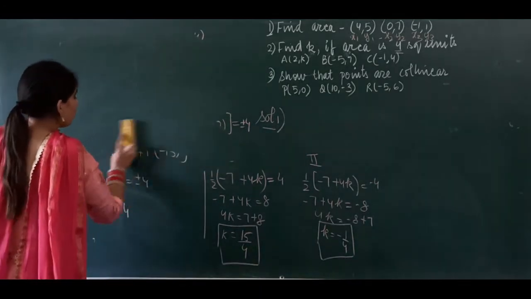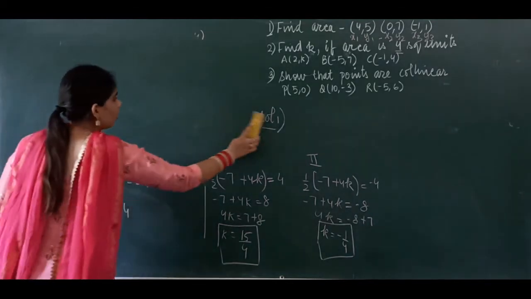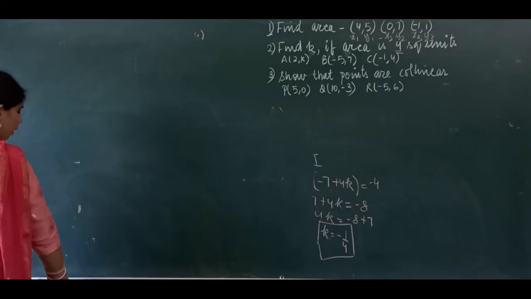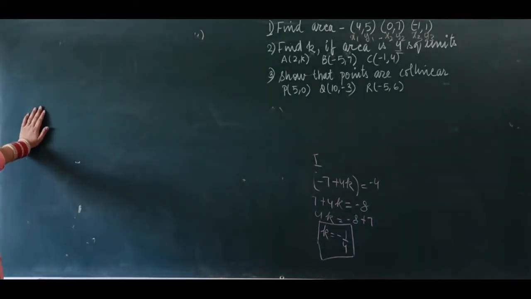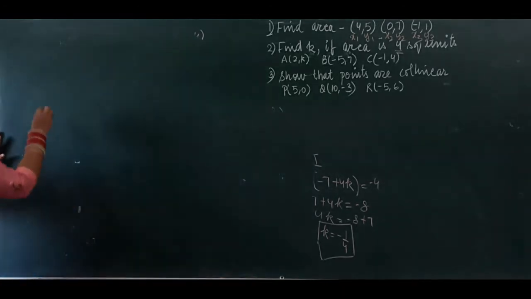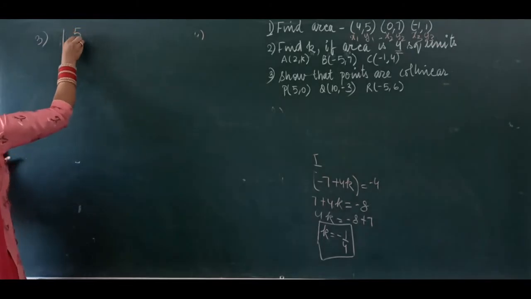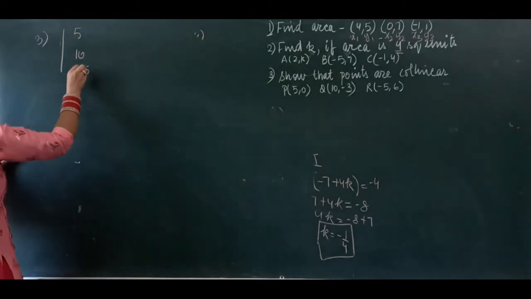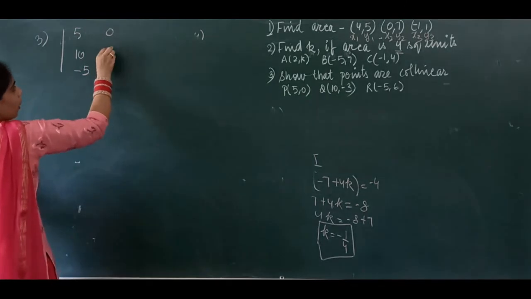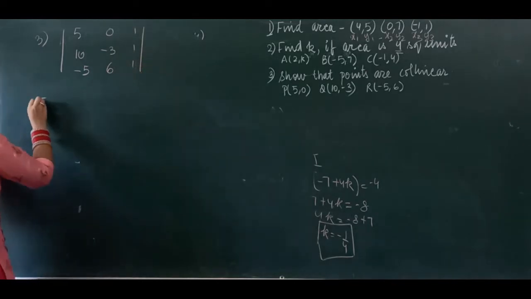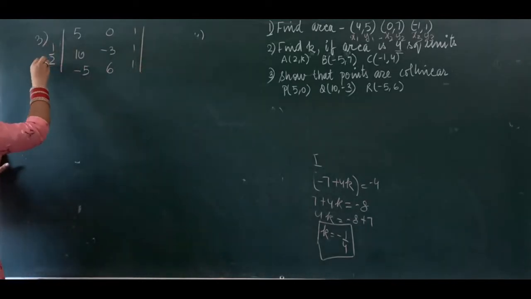Show that the points are collinear. We have seen earlier in the video that if points are collinear, that means the area of the triangle will be 0. So if we prove that the area is equal to 0, then the points will be collinear. So let's put the points in the determinant form: 5, 10, -5; 0, -3, 6; 1, 1, 1. For the area it will be half.